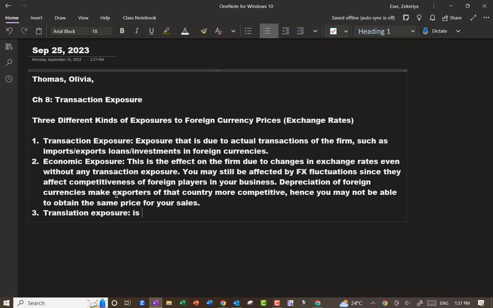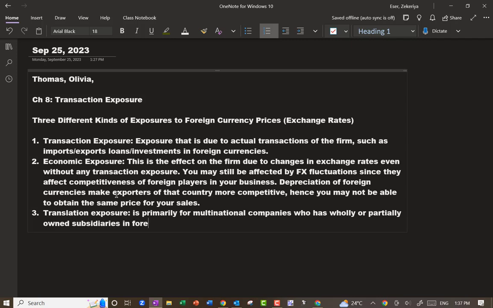Translation exposure is primarily for multinational companies who have wholly or partially owned subsidiaries in foreign countries, and they have to consolidate their financial statements.